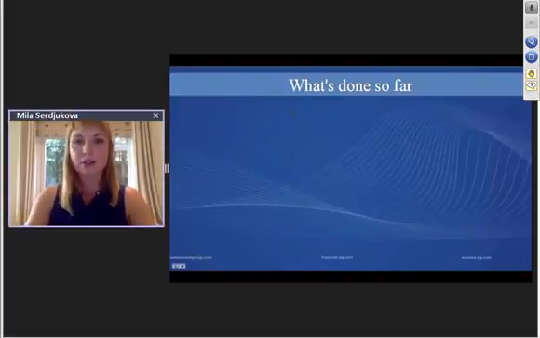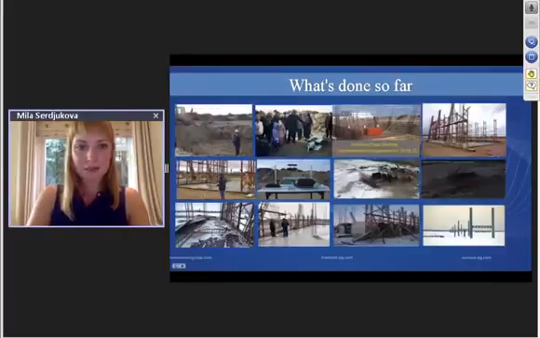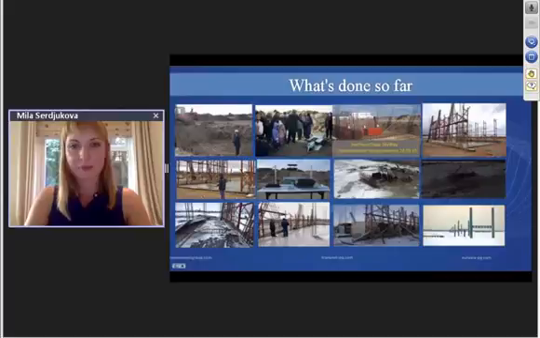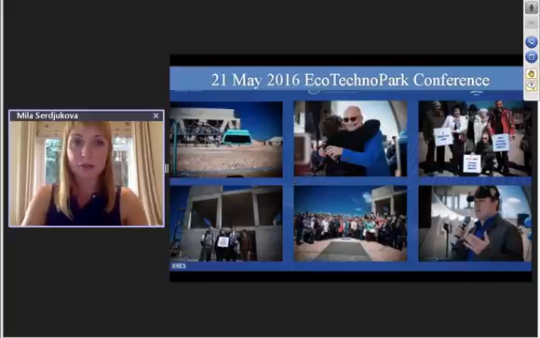Okay, what's done so far? I just want to share with you a few pictures. These pictures were taken during the winter time. Now we have even more things done in Eco Park. So on the 21st of May, we had a conference in Eco Park. We had the opportunity to go there, meet Unitsky himself, and also see this park.